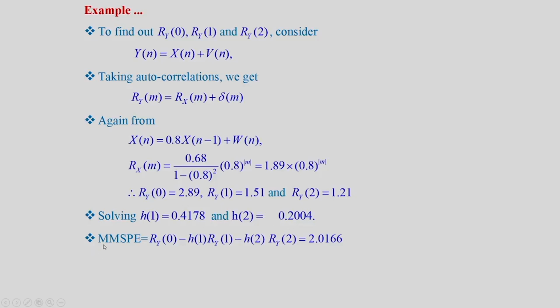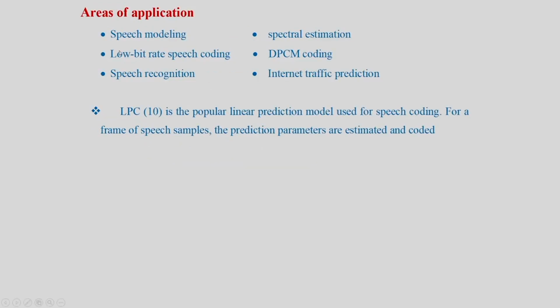The minimum mean square prediction error will be given by Ry0 minus h1 into Ry1 minus h2 into Ry2. So, all these values are known. If we substitute, we will get that MMSPE will be equal to 2.0166. So, that way we got the linear predictor and the corresponding mean square error of prediction.